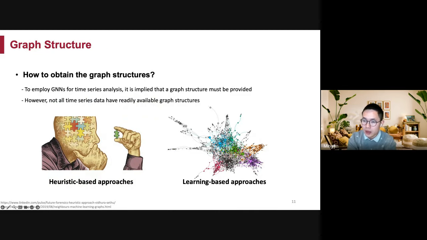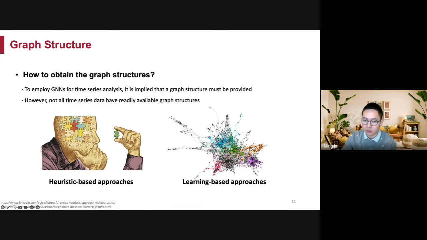Okay, when we employ the graph neural network for time series, we need to transform the real-world problem into a graph learning or graph modeling problem where the graph structure must be provided. But you may ask, not all time series data that we collect in the real world have readily available graph structures. How do we address this? So now we have the question of how we can learn or construct such graph structures that we don't have. Normally we have two categories of methods. One is heuristic-based, and the other is end-to-end learning or other kinds of learning-based strategies.